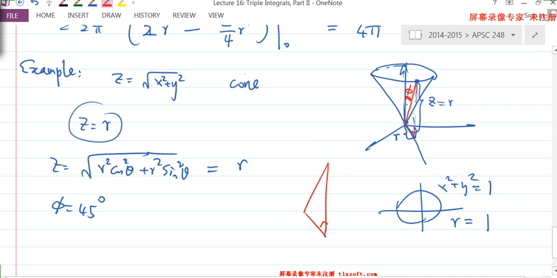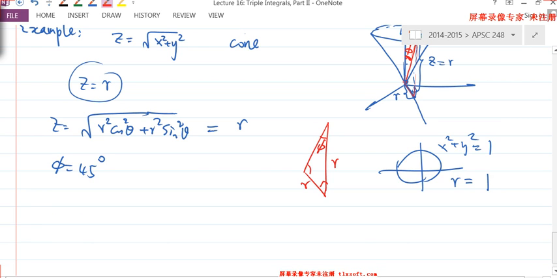If this is the defined phi, then this must be phi here too. And this is r, and this is r. So guess what? This phi must be 45 degrees. So this is why phi is 45 degrees here.